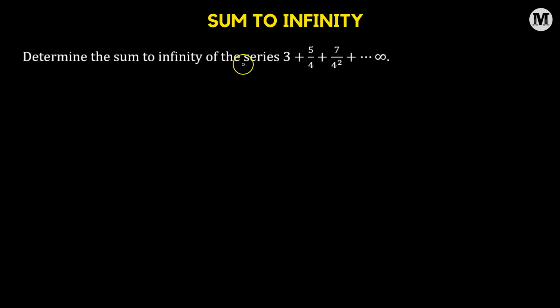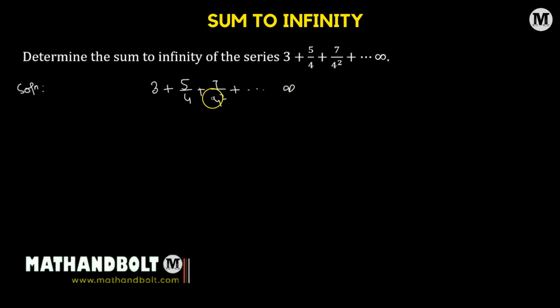Determine the sum to infinity of the following series. Let us begin. So here we have a series where the first term is 3, followed by 5 over 4, and 7 over 4 squared, and so on. So this goes on all the way up to infinity. We need to find its sum.